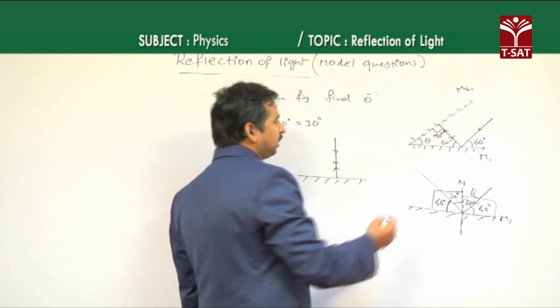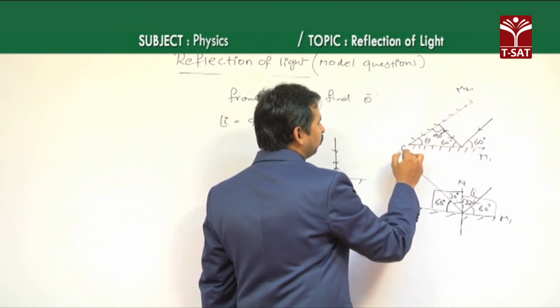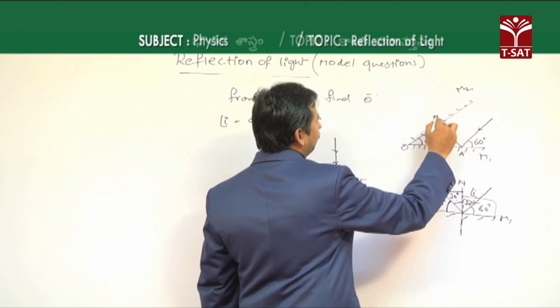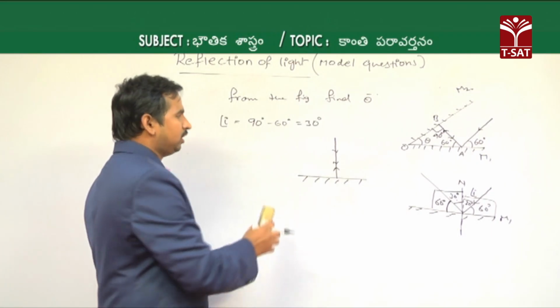But if you observe here, we are getting a triangle. Let us suppose the vertices are O, A and B. Now we have a triangle OAB present.